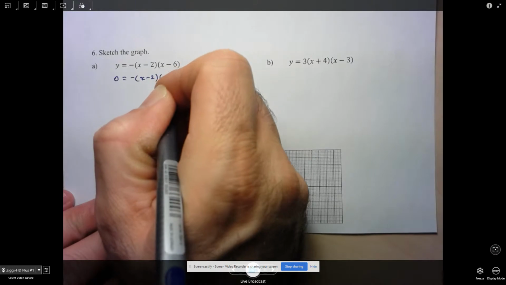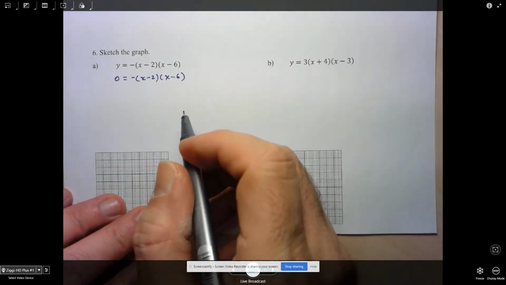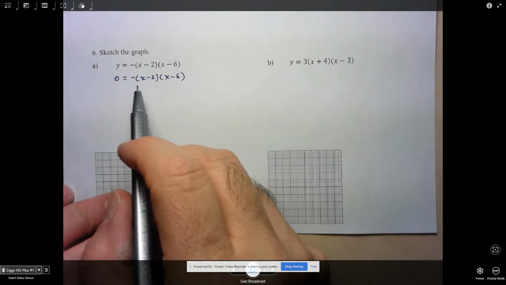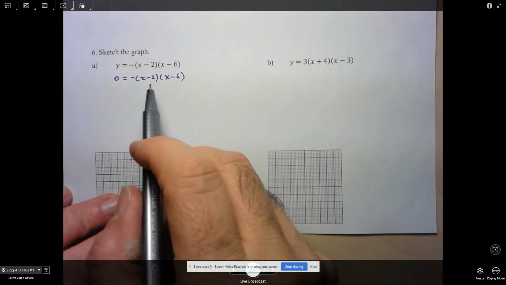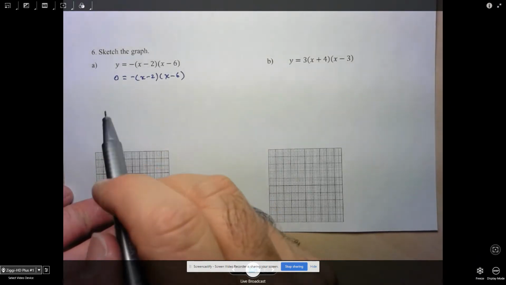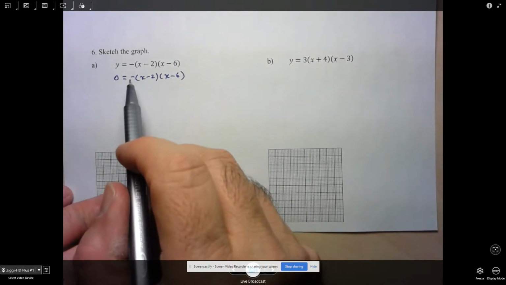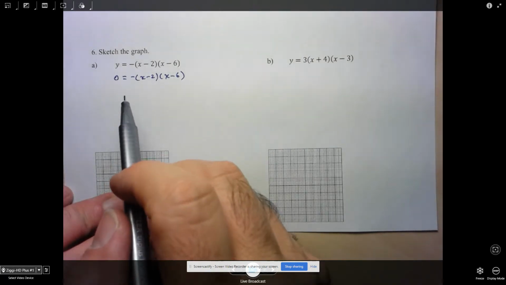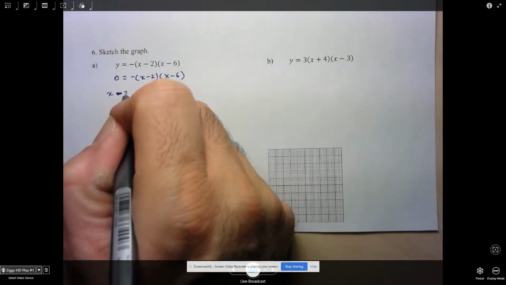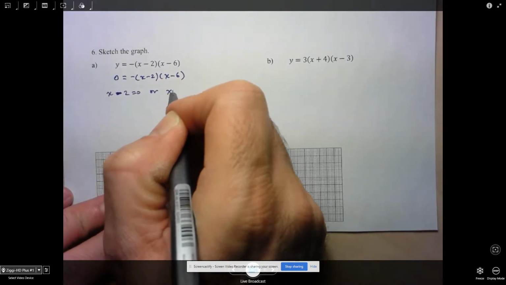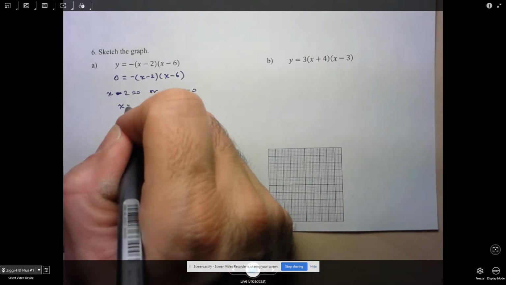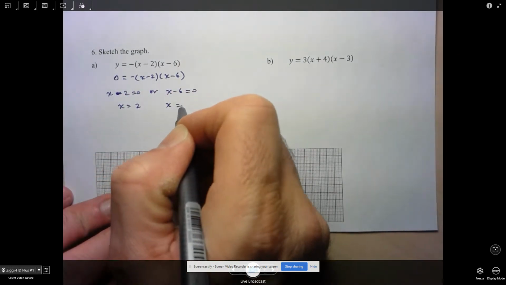In other words, it helps us find the x-intercepts, because when I've got 2 or 3 or 4 expressions that are multiplied and they equal 0, it means one of the expressions has to be equal to 0. So clearly here, this -1 in front can't be equal to 0. So the only options are that x minus 2 is equal to 0, or x minus 6 is equal to 0. All right, and in this case, x is equal to 2 or x is equal to 6.